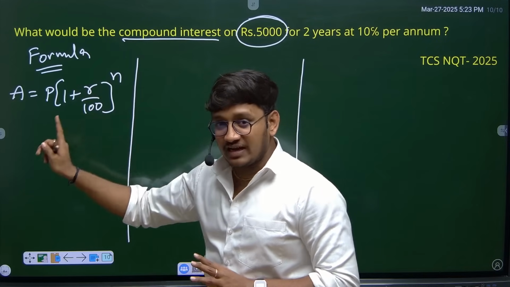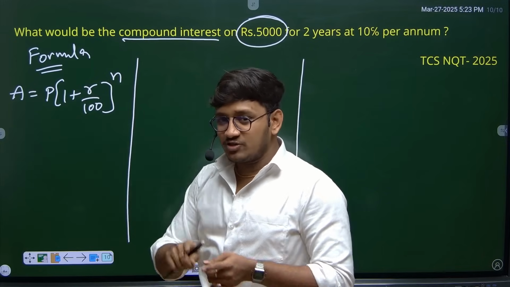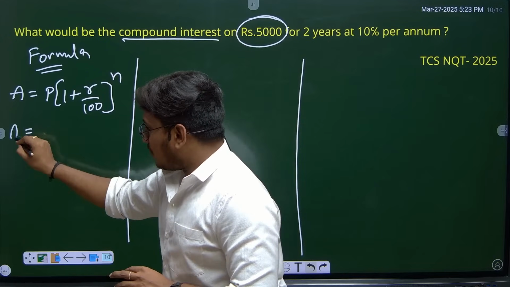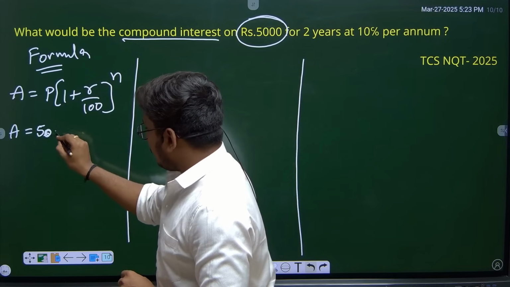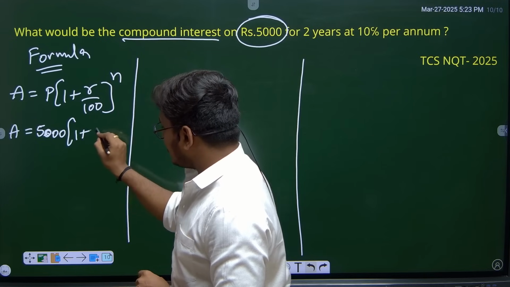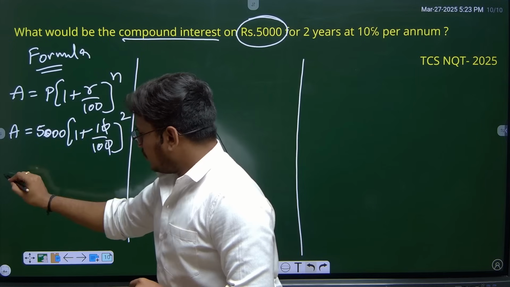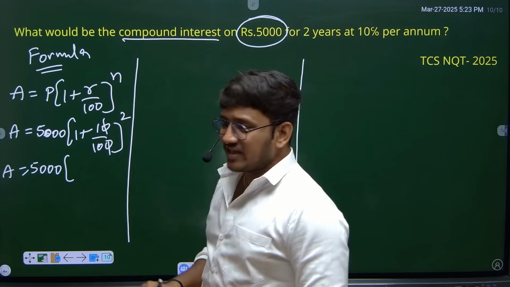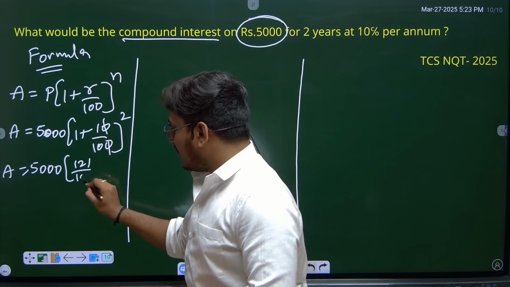This is the general formula for compound interest. It is not for calculating compound interest, this is for calculating total amount. If you want only compound interest, you should subtract the principal amount, right? So very simple. Let's try to calculate total amount. Amount is equals to principal amount, 5,000 we have, into 1 plus 10 by 100 whole power n. Now here total amount is equals to 5,000 into 1 plus 1 by 10, which is 11 by 10. 11 by 10 whole square is 121 by 100.